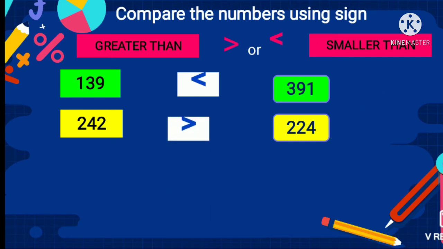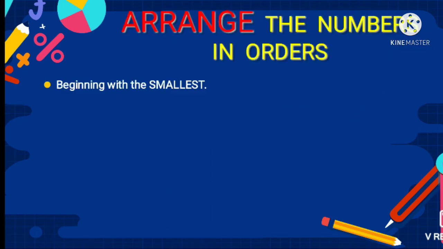Great. Now, we learn about arranging the number in order. They ask to arrange the number in order, begin with the smallest, and they give us these three different number. So how do we arrange? First, we compare. The first is the thousand. Look, 6, 6 and 6.